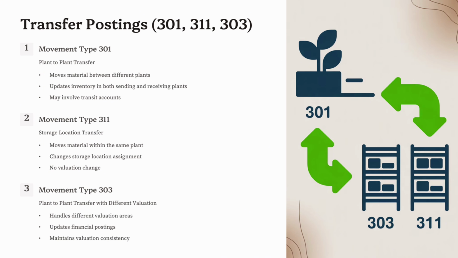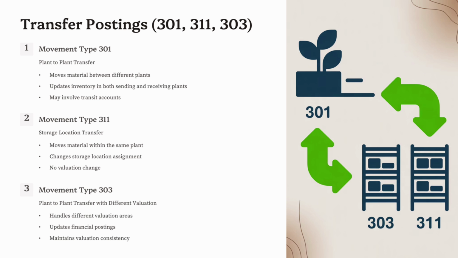301. Plant-to-plant in same company code. 303. Plant-to-plant in different company code. 311. Storage location to storage location. 321. Transfer posting from quality inspection to unrestricted stock. 551. Consignment issue, also treated as special stock.